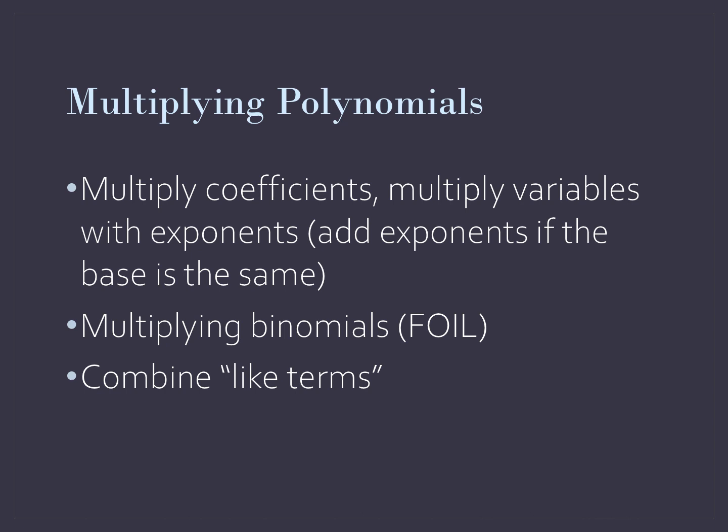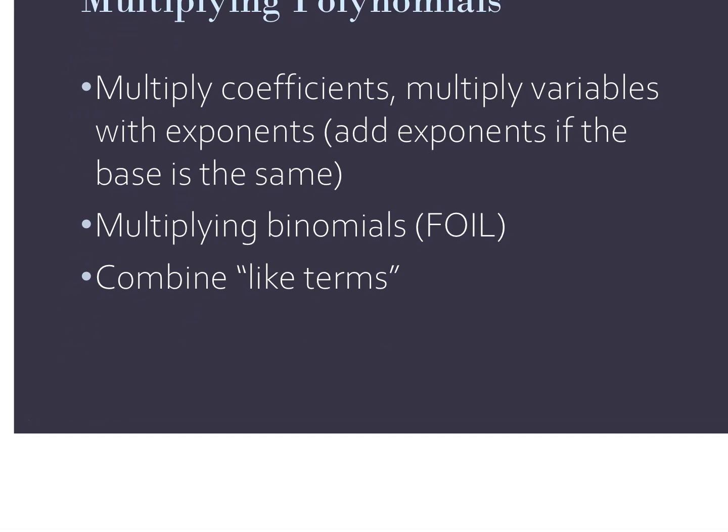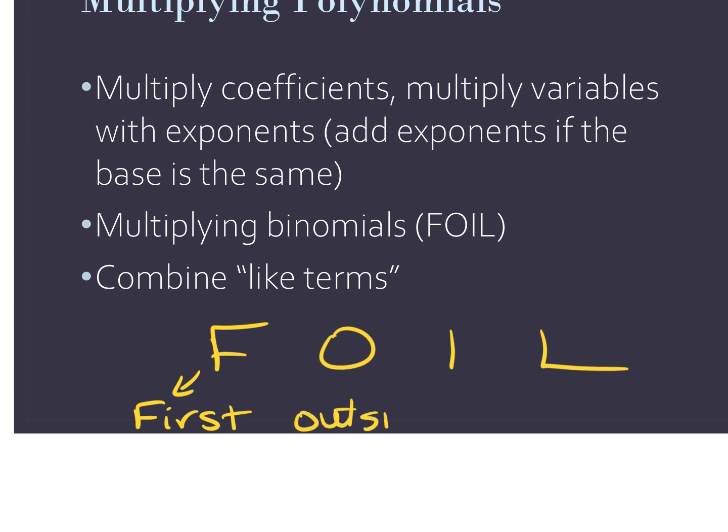Now, what I mean by the acronym FOIL, I take the 4 letters of the word FOIL, and the F stands for multiply the 2 first terms of the binomial. The O means the 2 outside terms. The I is the 2 inside. And then the L means to multiply the 2 last terms.